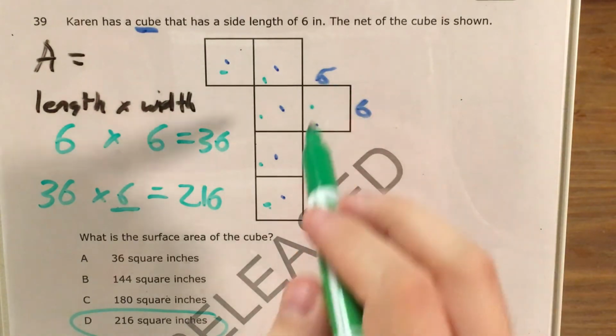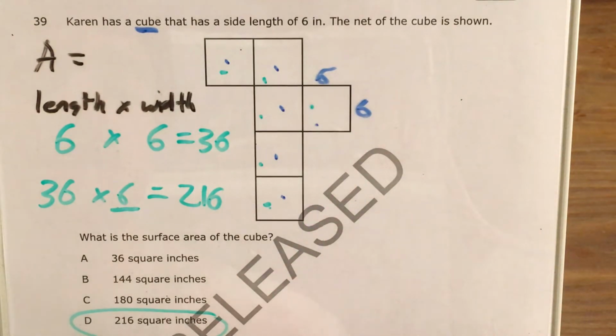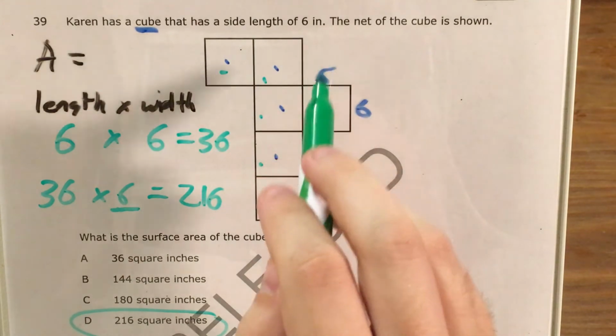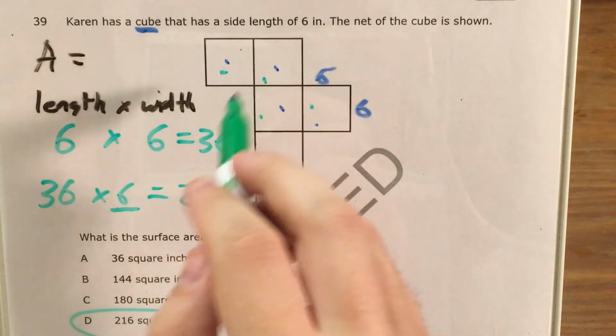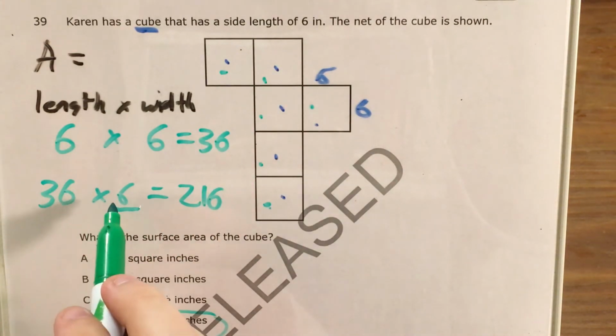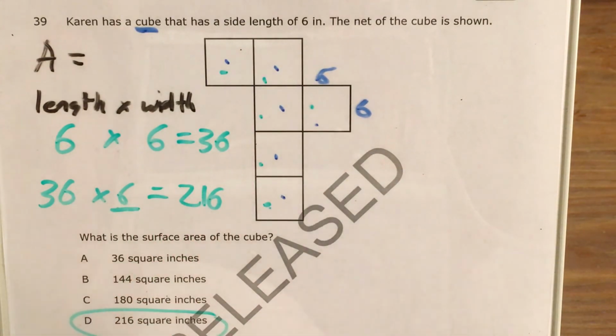So if the cube has a side length of 6 inches, the surface area, the total area of this whole thing is 216 square inches, because one of these squares is 6 by 6, and 6 times 6 is 36. There's 6 of these, so we multiply 36 by 6 again to get 216.